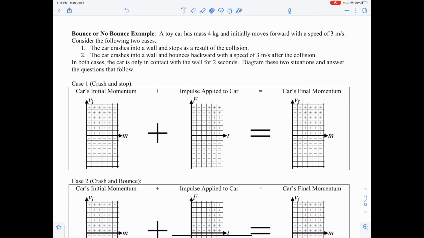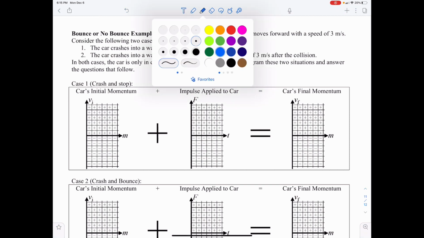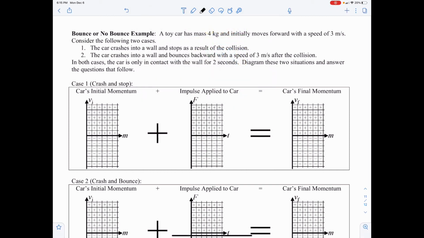We're going to take a look at our final 2 examples here. Bounce or no bounce? A toy car has a mass of 4 kilograms and moves initially forward with a speed of 3 meters per second. Okay, so let's draw the momentum of the car. So 3 meters per second, 4 kilograms. Well, that would look like that.